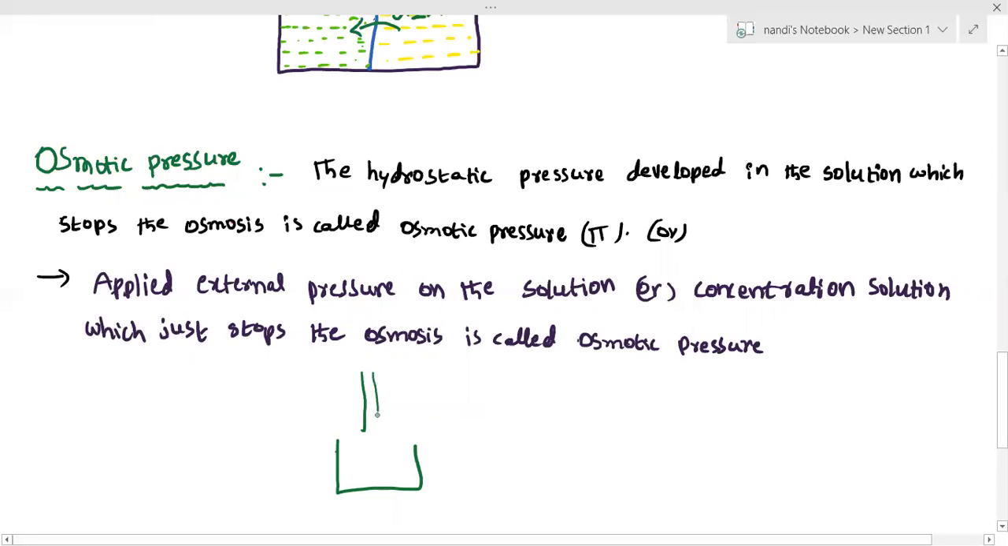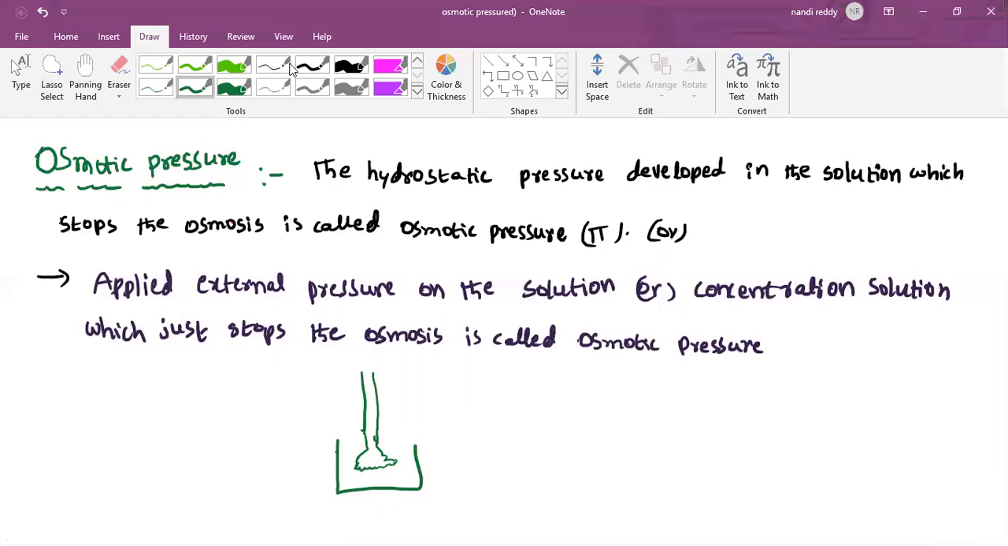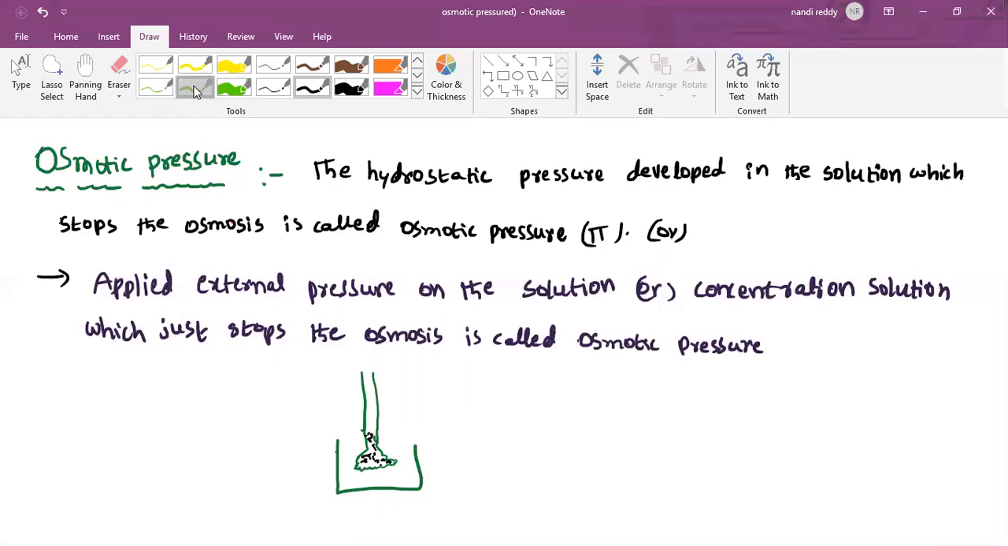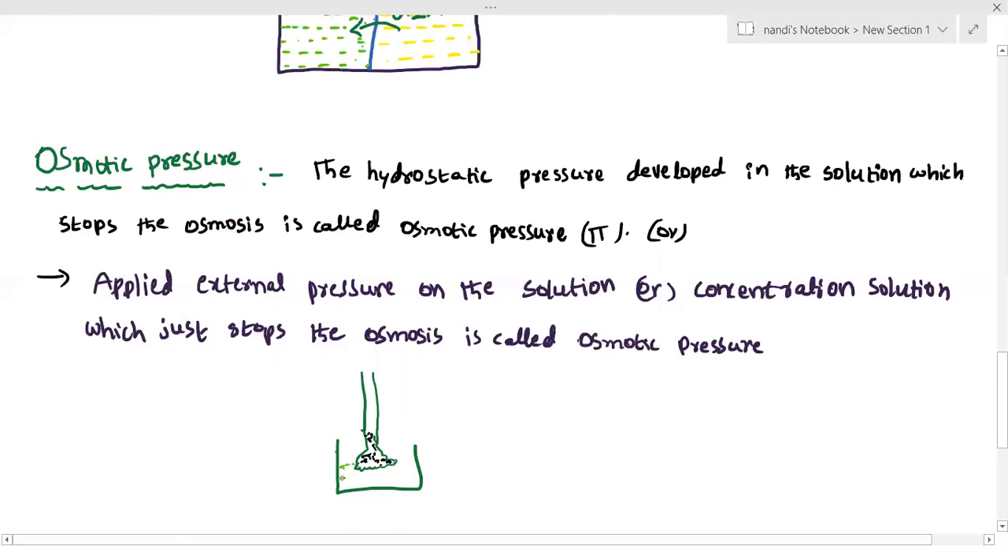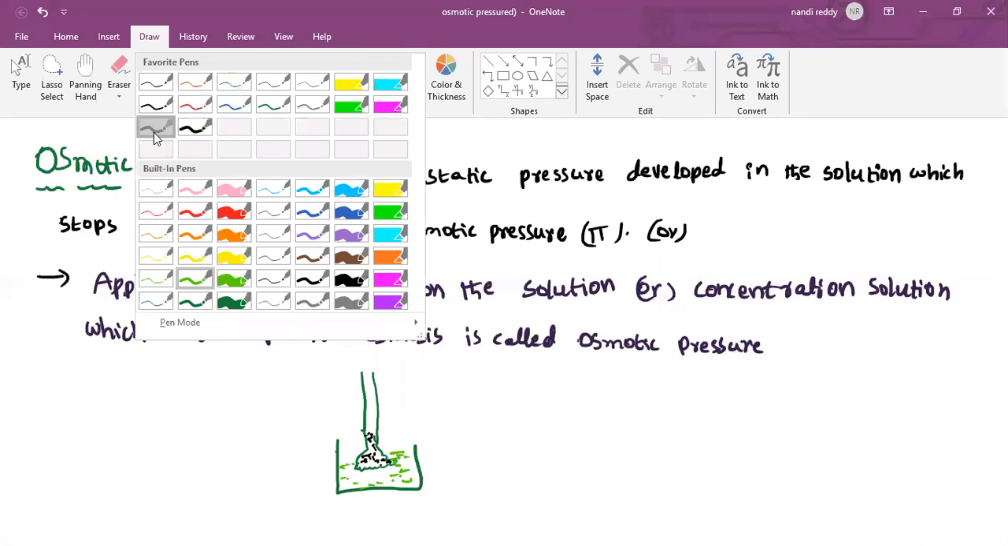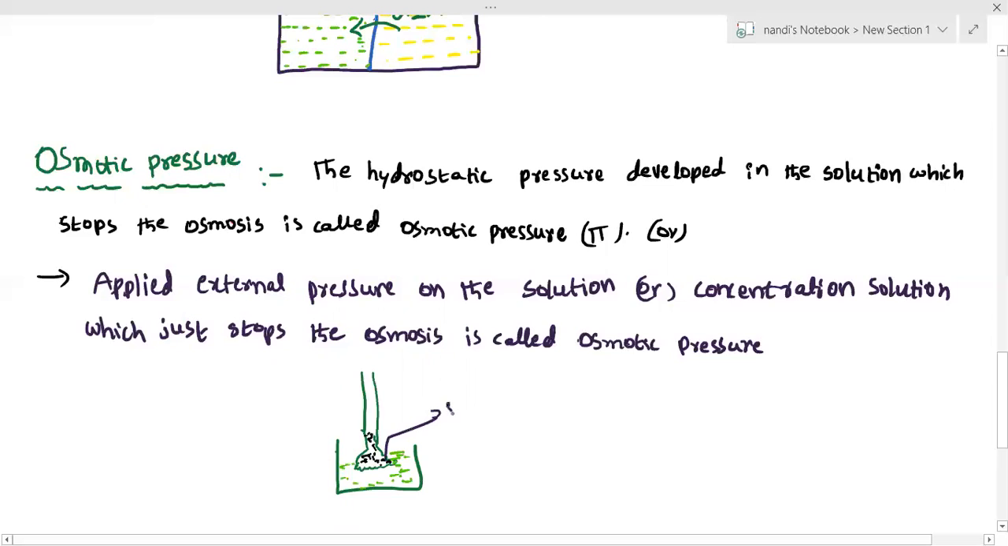So this is make and take. Here it contains a semi-permeable membrane. Inside is the solution, and this is pure solvent. When we keep pure solvent, automatically solvent can move through the SPM. So this is the SPM, sir, which is given.